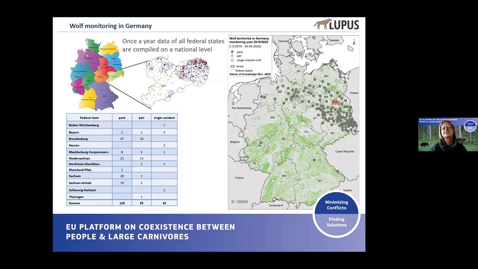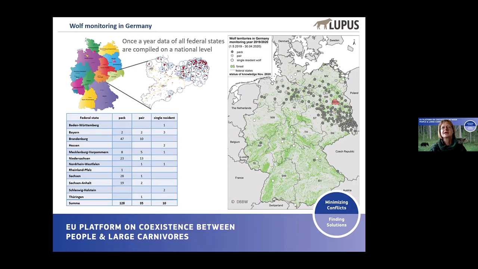So this puzzle is being worked on by each of the federal states during the year, and at the end of the year, they do the calculation or the estimates based on the monitoring standards of how many packs and pairs there are, and whether they have single resident wolves. And at the end of the year, the scientists from the federal states that are responsible for the wolf monitoring come together and compile these data. They present the data, and the data are discussed and evaluated. So at the end of the year, we have a nationwide number of packs and pairs and this nationwide distribution map for the whole of Germany.